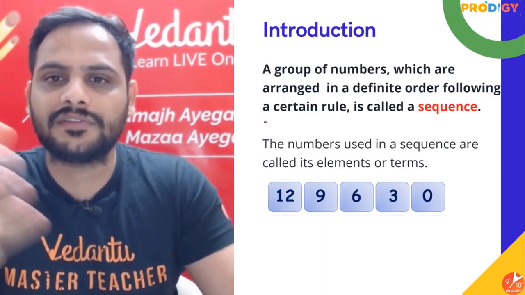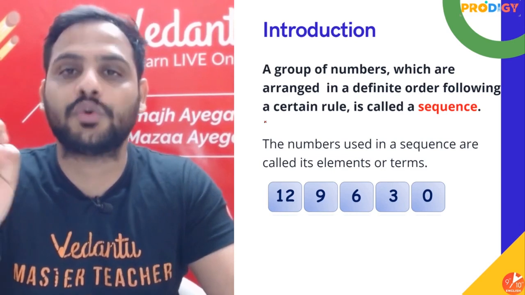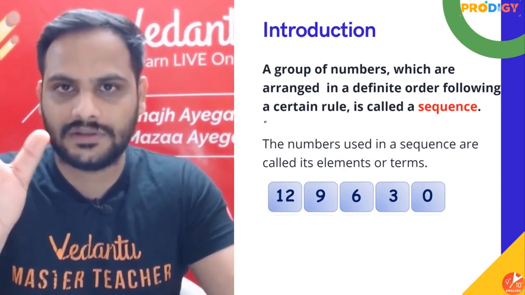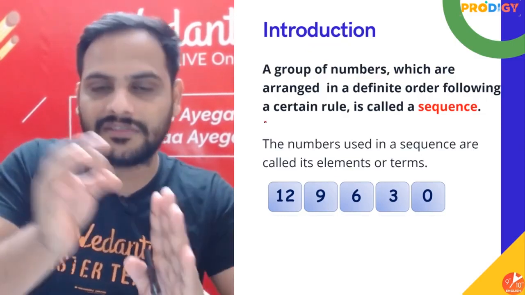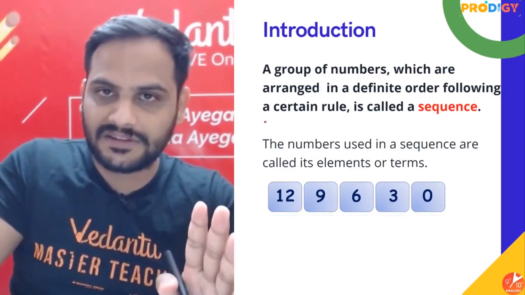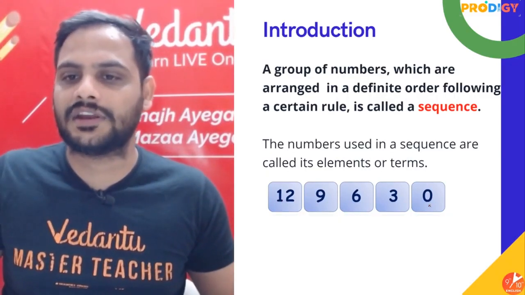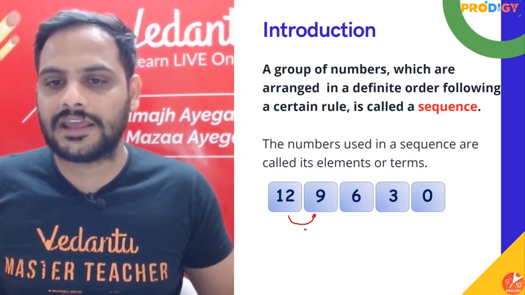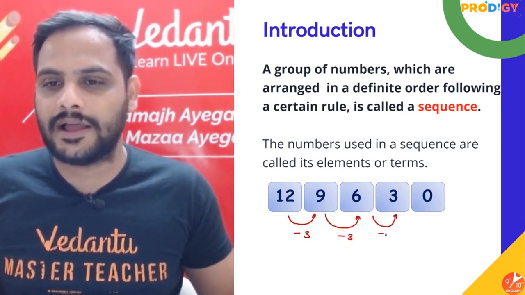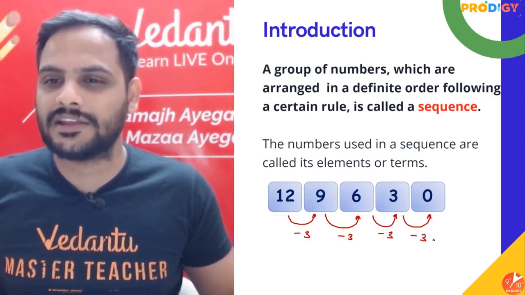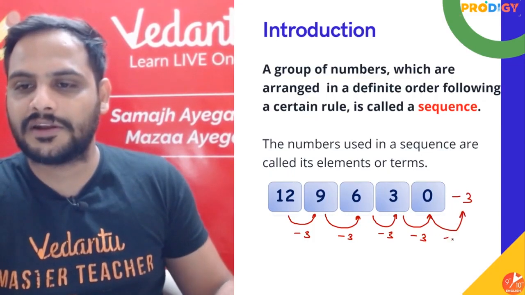A sequence means numbers which appear with some particular rule, some particular pattern. We are not writing the numbers randomly; there is a pattern, that is why we write the numbers in that order. For example, 12, 9, 6, 3, 0. Every time I am subtracting 3, and now I can guess the next number is going to be minus 3, because from 0 again I subtract 3.